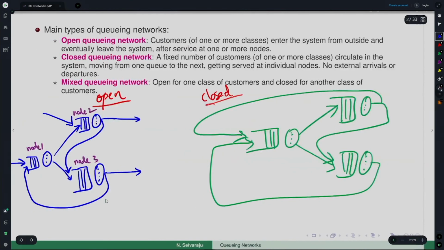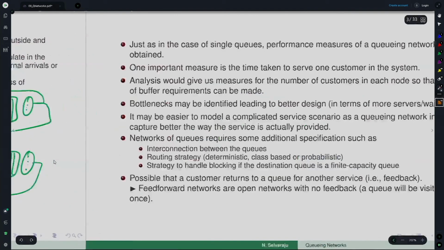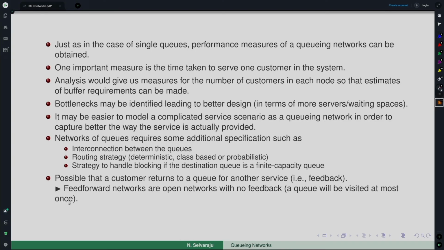Since this kind of thing can happen in a network, a customer may visit all 3 nodes and again come back to node 1. He can go here, come here, and then go again and come here. It is possible in this scenario, so feedback is very much a possibility in such networks in general. If you do not have feedback, then feedback in production and everything could be represented by the defective items cases. So, one has to keep that in mind.